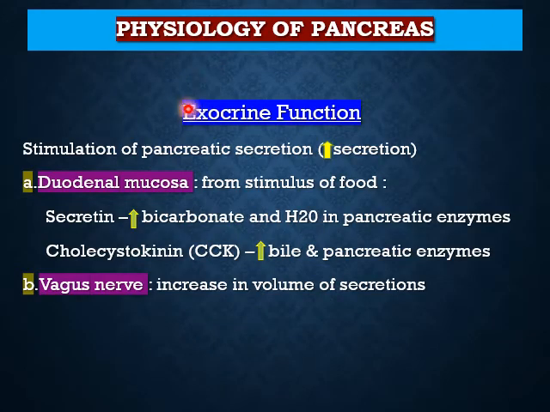Okay, the exocrine function being the most predominant function of the pancreas, what stimulates its secretion? What stimulates the pancreatic secretion of these enzymes? Basically, the stimulus comes from two main sources. One is the presence of food in the duodenum, which stimulates the duodenal mucosal cells to secrete secretin and cholecystokinin, which have a positive influence on the pancreatic secretions. The second stimulus is the vagus nerve, which increases the volume of these secretions from the pancreas.